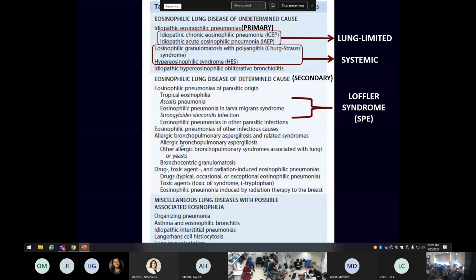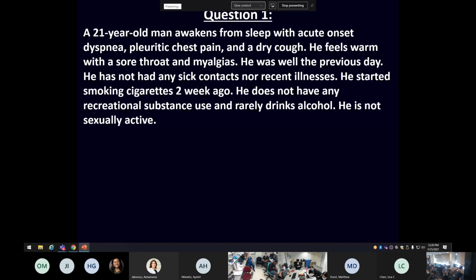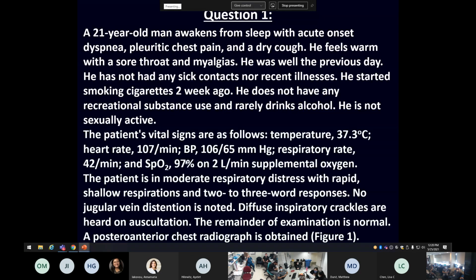So here's the first question. A 21-year-old man awakens from sleep with acute onset dyspnea, pleuritic chest pain, and dry cough. He feels warm with a sore throat and myalgias. He was well the previous day. He has not had any sick contacts, no recent illnesses. He started smoking cigarettes 2 weeks ago. He does not have any recreational substance abuse and rarely drinks alcohol. He is not sexually active.